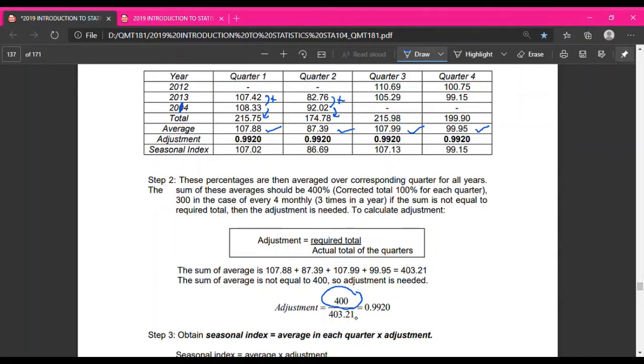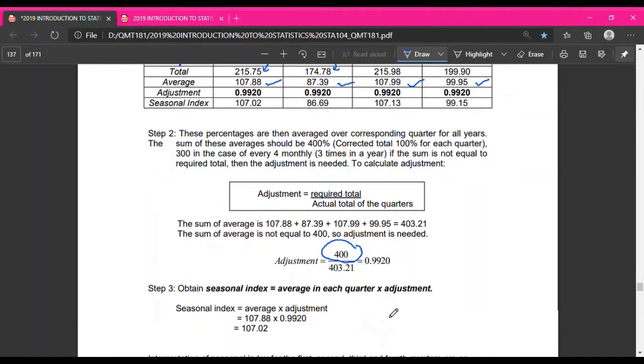Nilai adjustment ni, you kena ambil 4 decimal places. Jangan ambil 2 sahaja. Kalau you ambil 2 sahaja, you akan dapat 0.99. So, nanti you akan kira tu, dia akan very different dia punya value. So, ambil 4 decimal places untuk dapatkan adjustment. Kalau you bundarkan jadi 1, kalau jadi 1, tak ada perubahan lah value kat sini. Okay. So, ambil 4 decimal places.